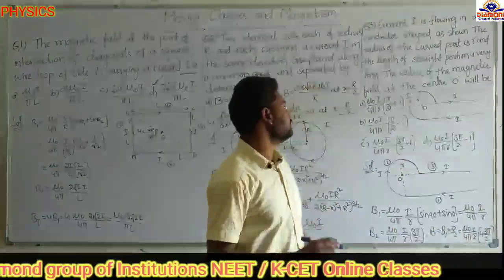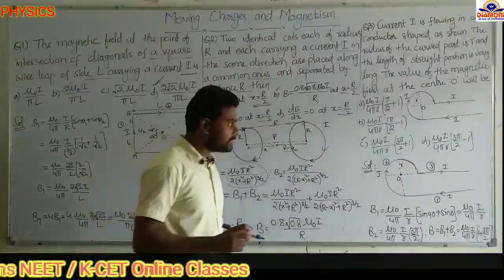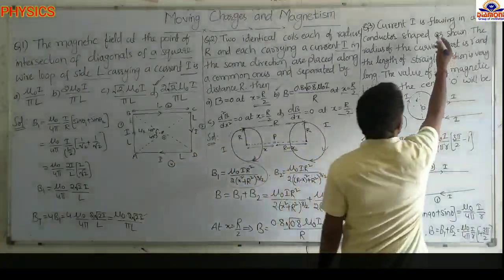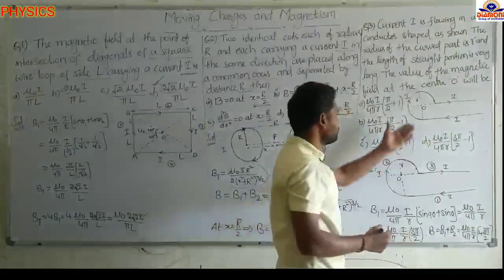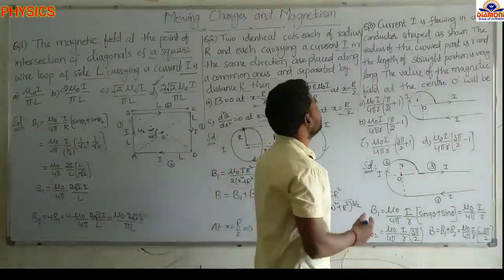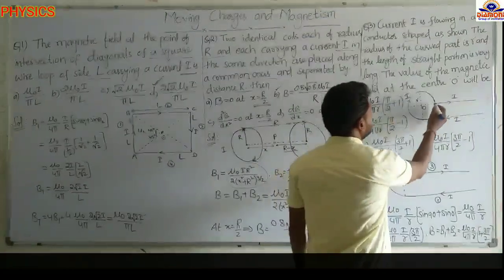Okay, next see the third question. A current I is flowing in a conductor shaped as shown. Okay, what is the shape of the conductor in the given diagram? The radius of the curved part is r. So this is the curved part.